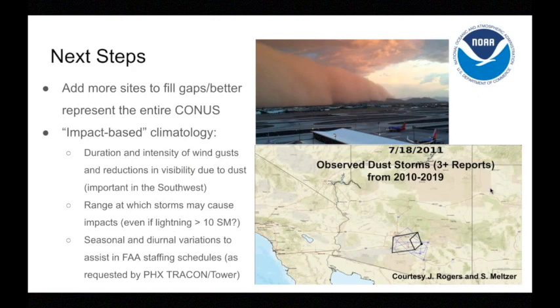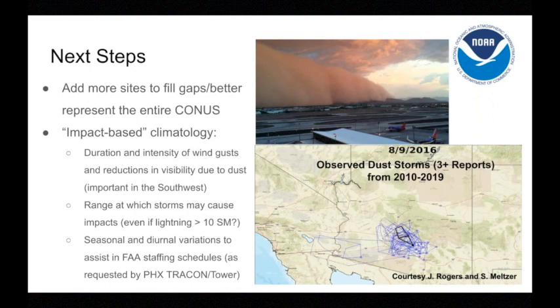So the next steps of this project would be to add more sites to fill in gaps and better represent the entire continental US. There were a couple of states that we ended up leaving out just because we didn't have a site for that area yet. And eventually we want this to be a more impact-based climatology. So we would look at the duration and intensity of wind gusts and reductions in visibility due to dust. This is definitely important in the Southwest, something that I have never seen living in Virginia, but something that would be really interesting for me to see.